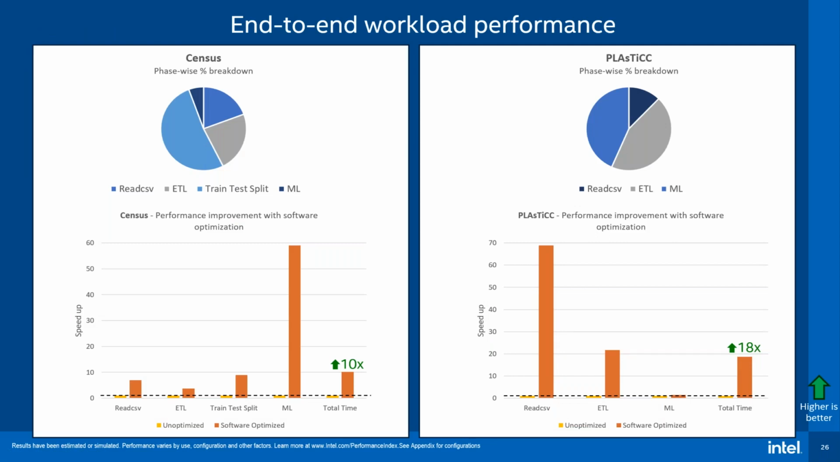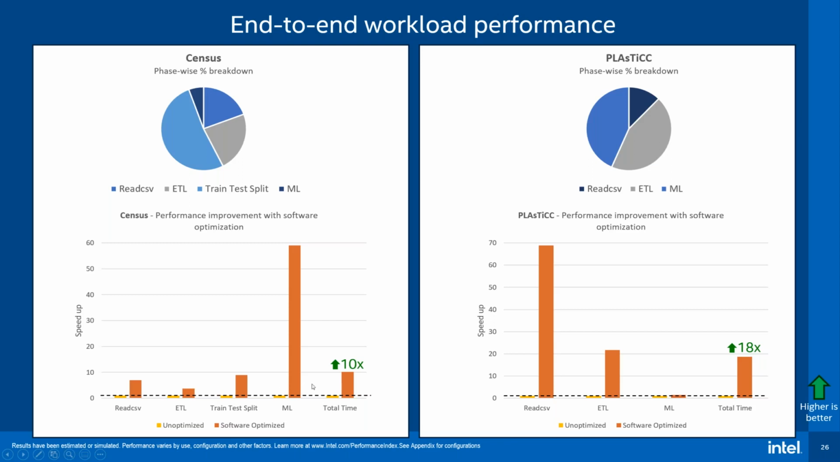So this slide shows the performance of the Census and Plastic workloads that I just mentioned. The pie charts on the top show the phase-wise breakdown and the percentage of time spent in each of the phases that I described on the previous couple of slides. The bar charts below show the relative performance and the subsequent speedups that are obtained using the optimized software stack, which is shown in this orange color, over the unoptimized software, which is shown in yellow, in each of these phases. So higher is better in case of these bar charts.